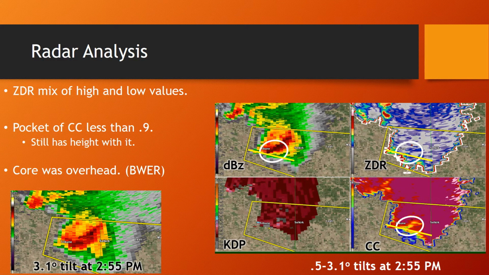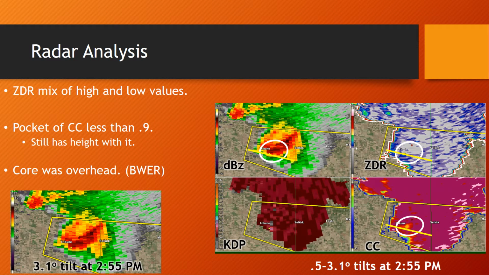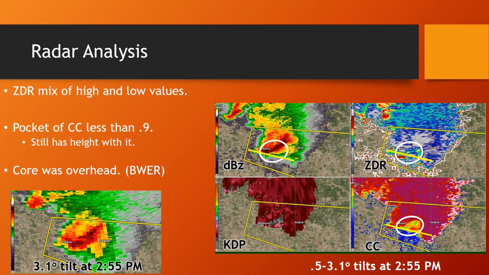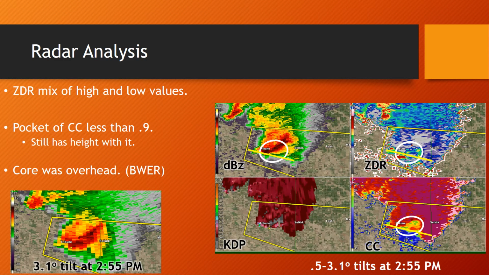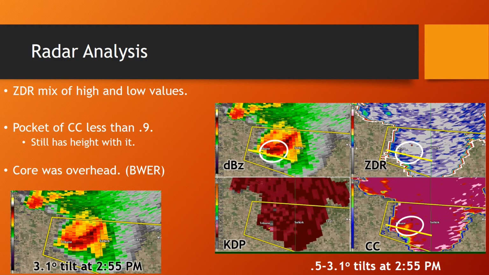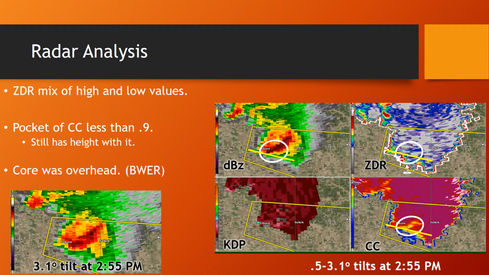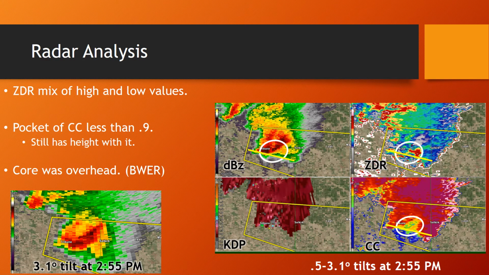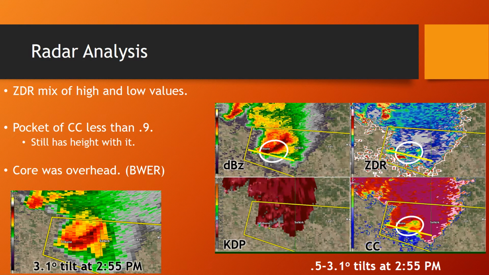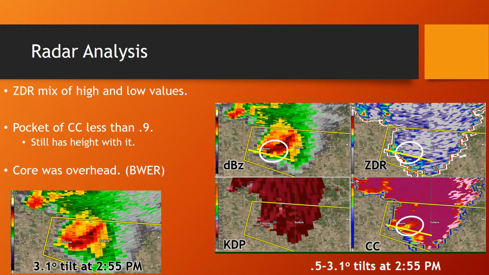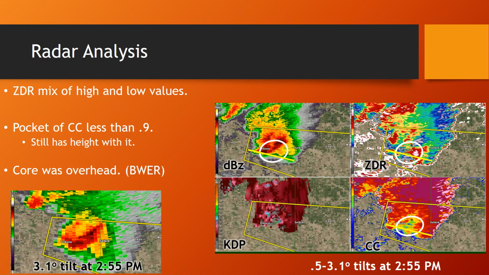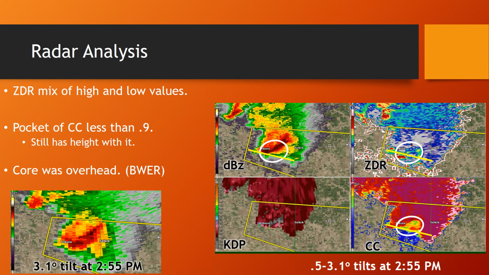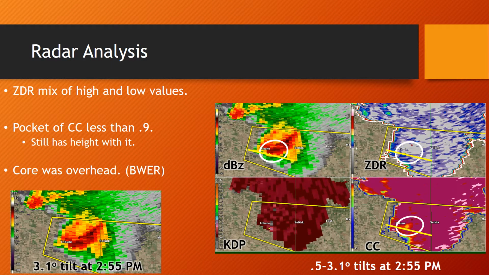What you're seeing is the radar going up from a half degree up to 3.1 and then back down. So about here is where we're starting at half degree and then going up to the 3.1 degree, just to give you an idea of the depth there of the low CC values. And as you can see with the insert there in the lower left, we still have the BWER in place. So we have remarkably high values of dBZ there at the 3.1 degree slice at 2:55 p.m.